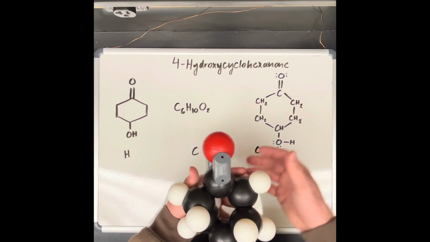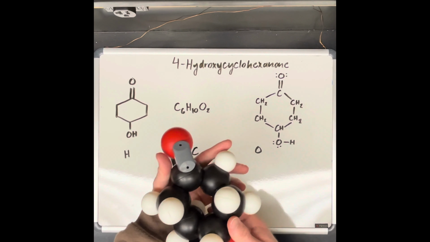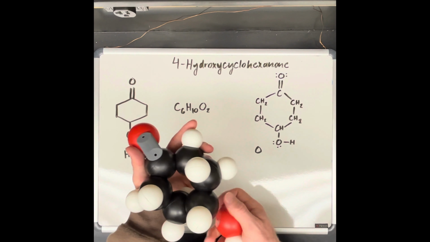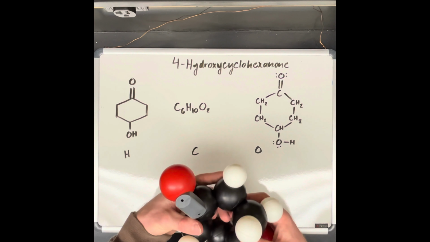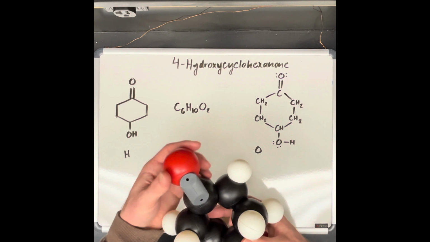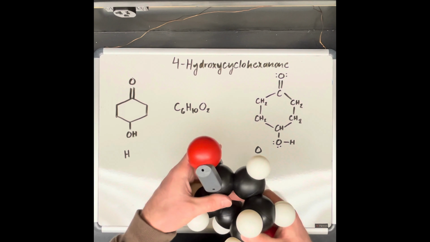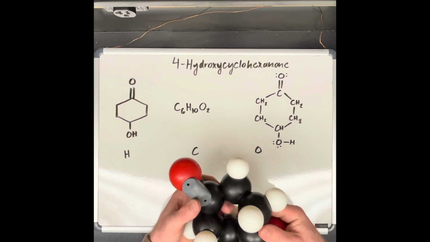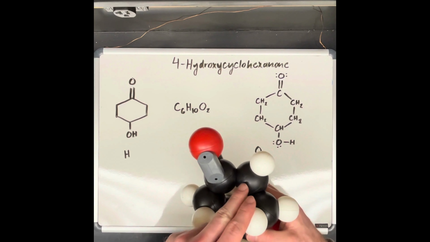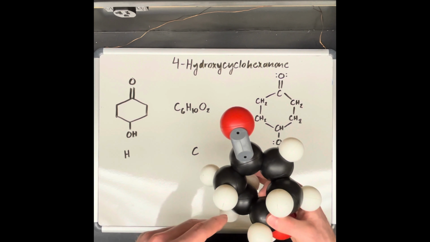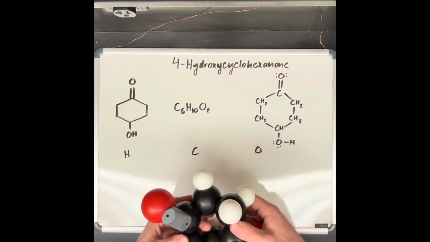And here's the final structure for 4-hydroxycyclohexanone. Again, this represents our alcohol, this carbon bonded to these two carbons, and this double bond to oxygen represent the ketone functional group. And this overall cyclic ring represents the ring functional group. And that is how to build the physical structure for 4-hydroxycyclohexanone.